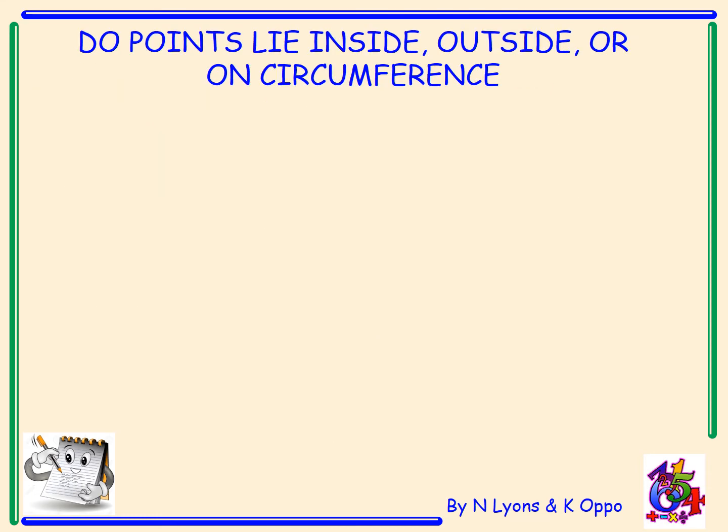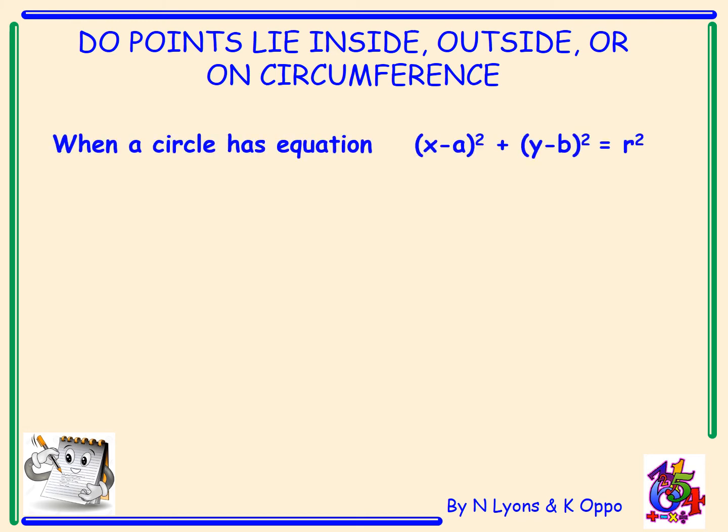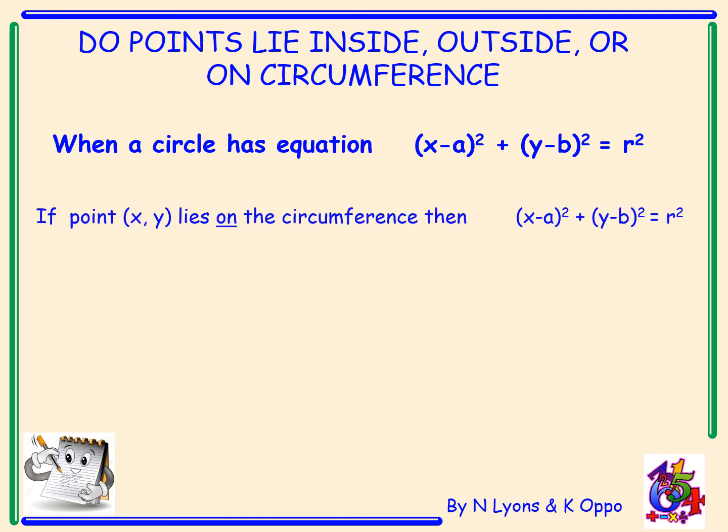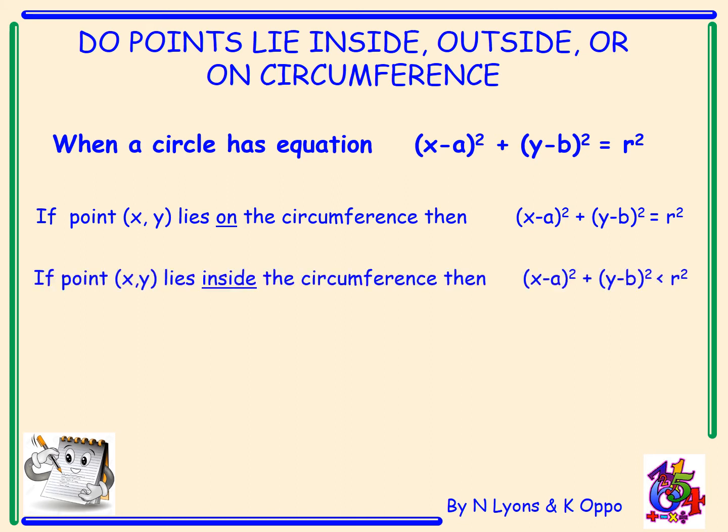To find if points lie inside, outside or on the circumference, we look at the circle's equation. If the point (x, y) lies on the circumference, then the left hand side is equal to the right hand side. If the point lies inside the circumference, the left hand side is less than the right hand side: (x minus a) all squared plus (y minus b) all squared is less than the radius squared.